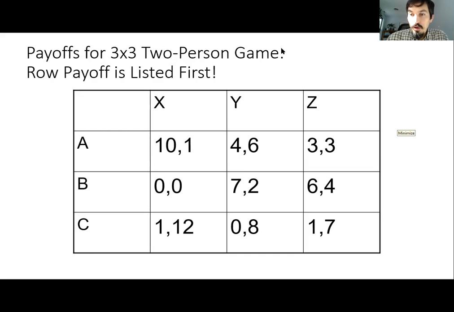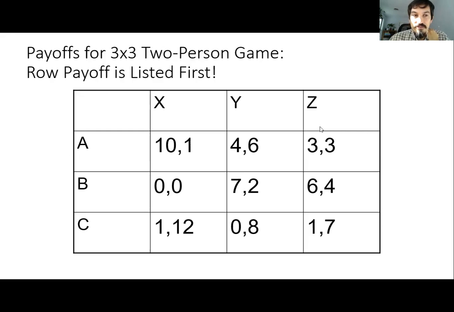And your points will be listed with the row player's payoff first. So as an example, if Michael chooses A and Kevin chooses X, what will happen? Michael will get 10 points and Kevin will only get 1. Sorry, that's bad news for you, Kevin. You only get 1 point. That's how it works.